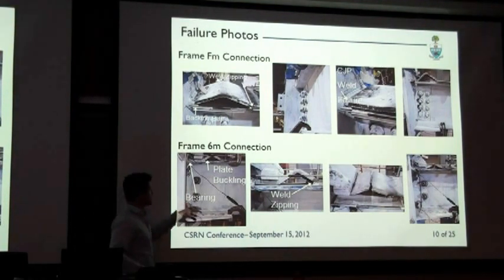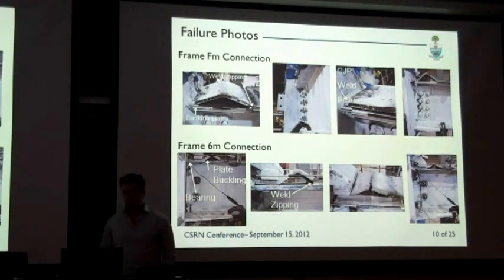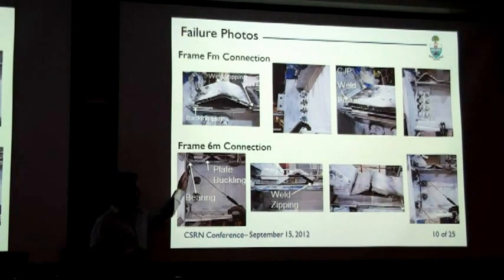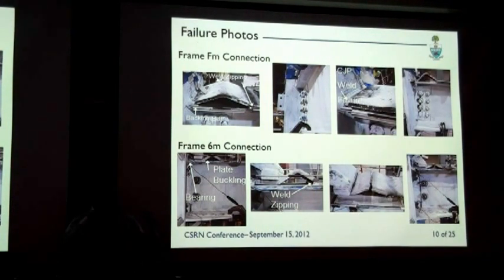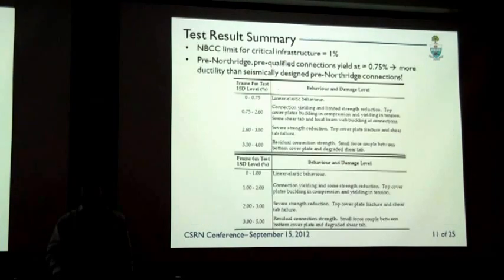The frame 6M connection was similar in some ways, in the sense that we had plate buckling in compression. We also had weld zipping. But then we had a plate failure, and in fact, we actually had beam bearing. In this direction, the detail was closer to the column, and so the top flange of the beam was bearing onto the continuity plate, and this caused a very large uptick in force. And actually, we cycled these connections. We did 2 full 5% inter-story drift cycles, and we couldn't degrade this connection any further, so we just called it quits there.